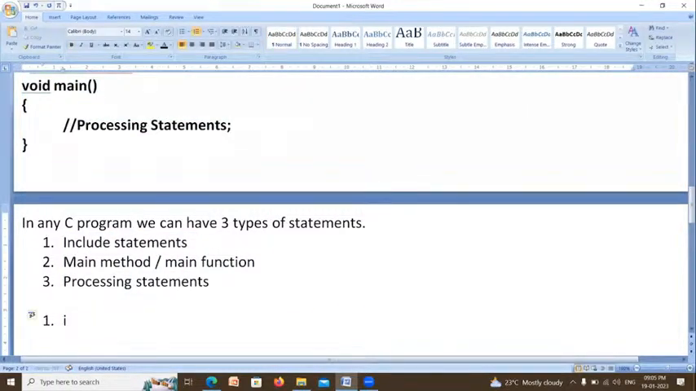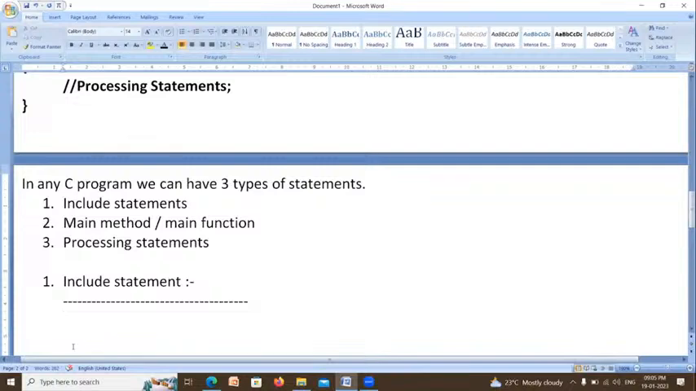Now, what is include statement? Include statement means what? I will give an example before going to explain what is include statement. Suppose I want to do a function at my home. Then I need some chairs, some tables, some tent. From where I have to bring all these things? All these things are available in tent house. Am I right? Tent house.